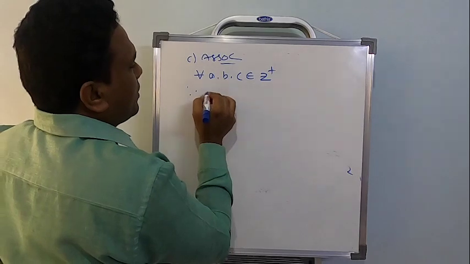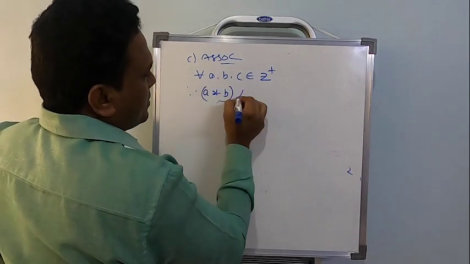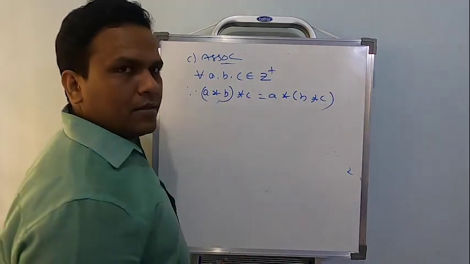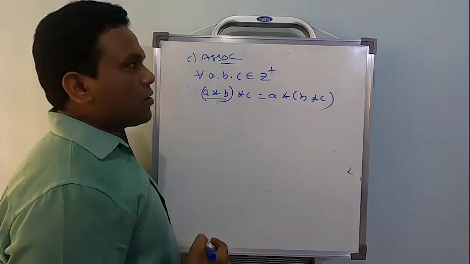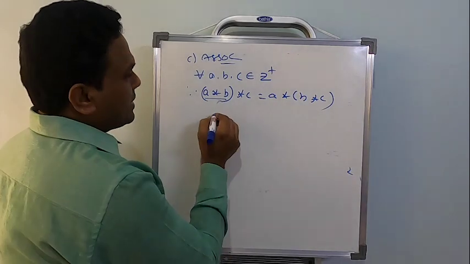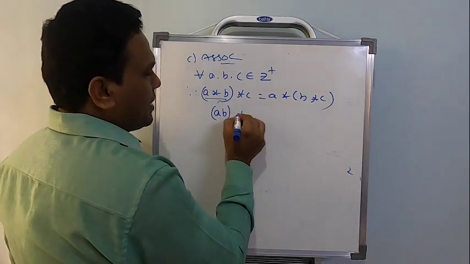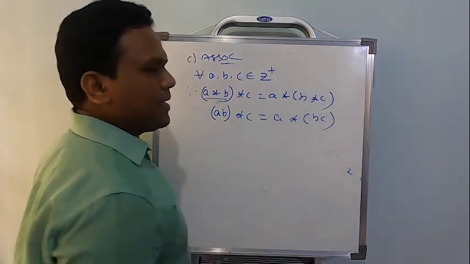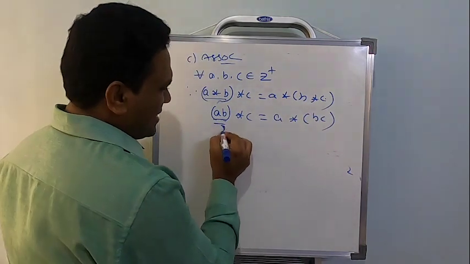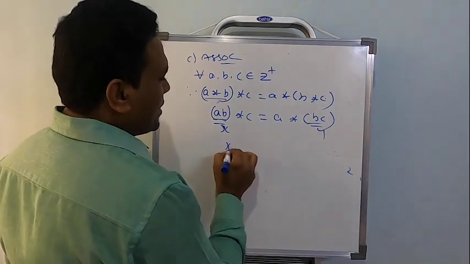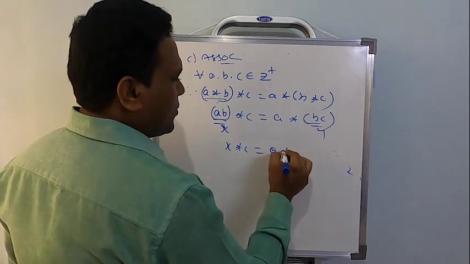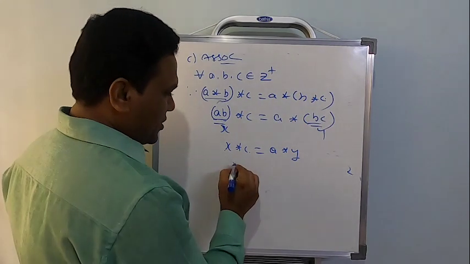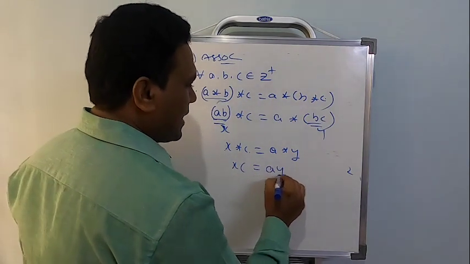Then therefore (a star b) star c equals a star (b star c). Apply the given definition. What is a star b? It is given as ab, multiplied by c. And b star c will be written as bc. So it's easy if I name it and continue. It is x star c equals a star y. What is x star c according to the given definition? xc, and this will be ay.